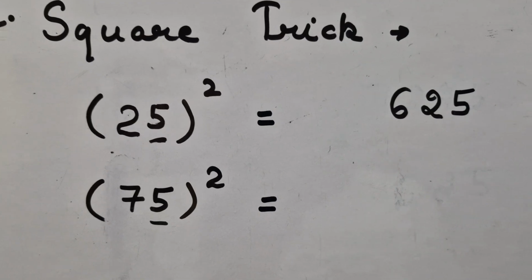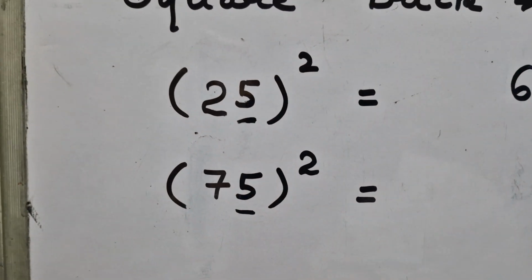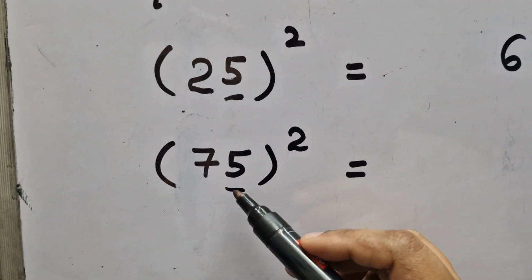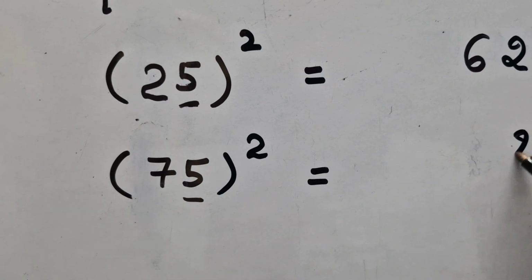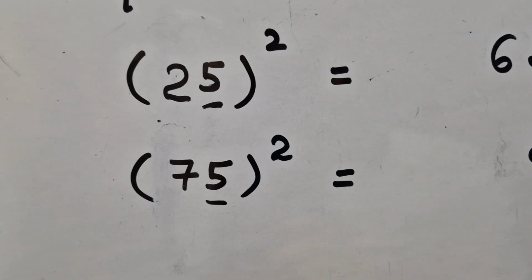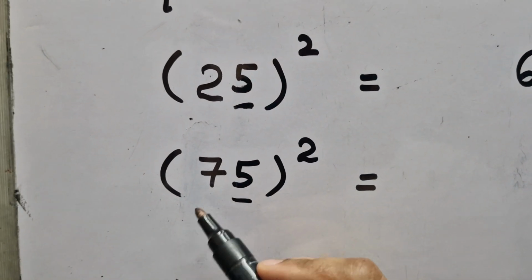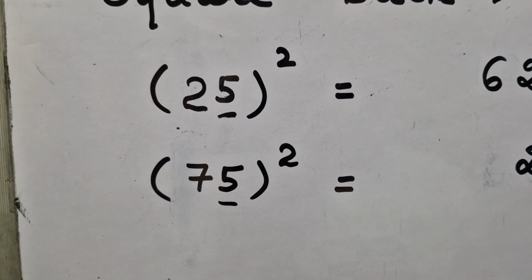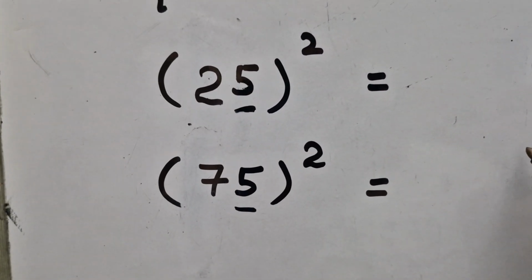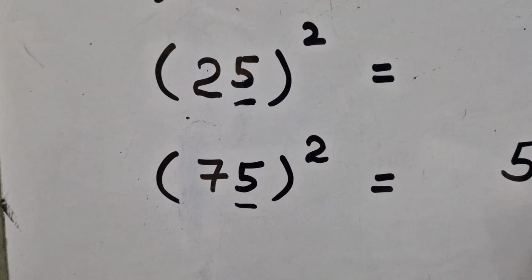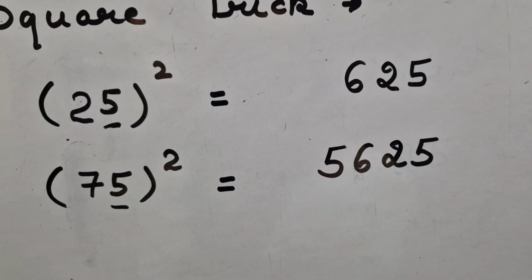In the same way we will do square of 75. So what is the 5 square? 5 5s are 25. Here digit at tens place is 7, so number after 7 is 8 and 7 8s are 56. So our answer will be 5625.